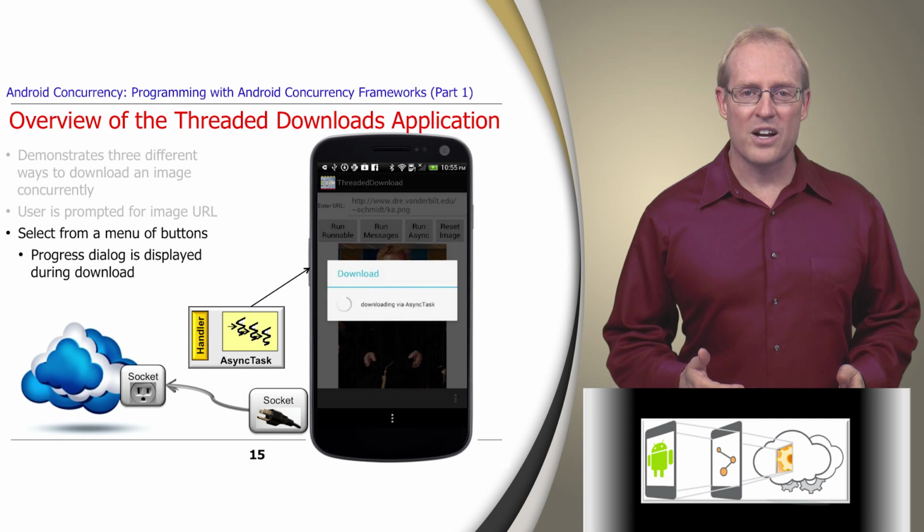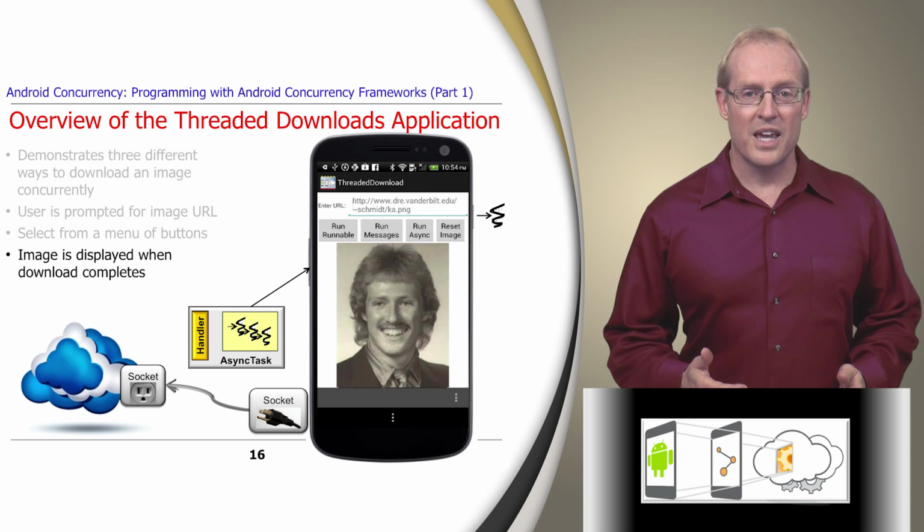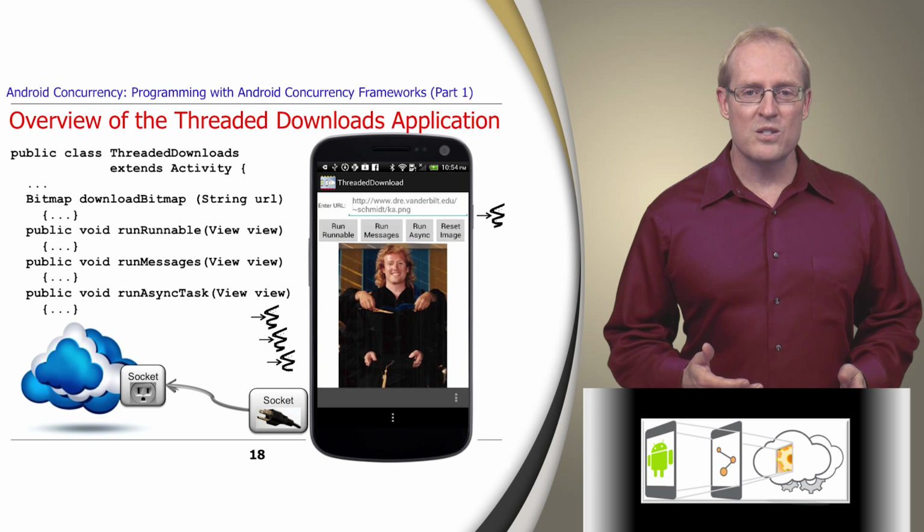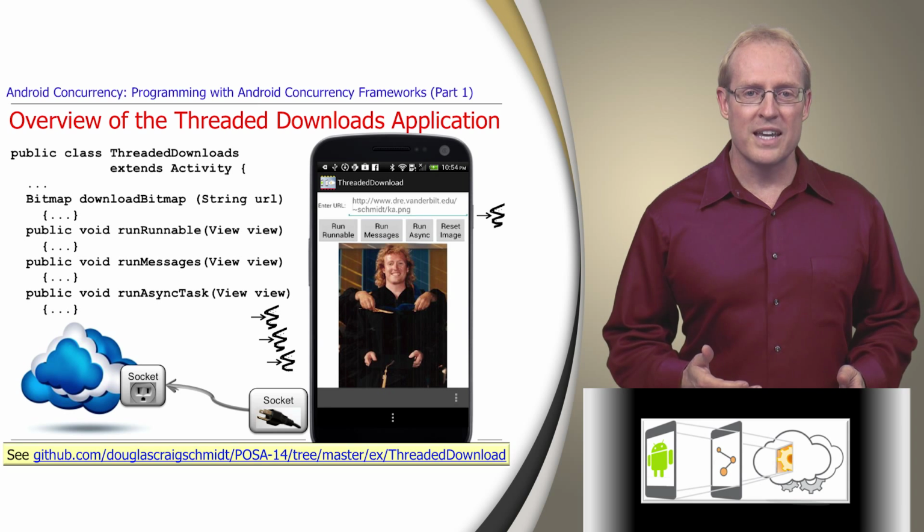A progress dialog is displayed while the requested image is downloading. After the download completes successfully, the image is displayed on the screen. The user can return to the default image by selecting the Reset Image button. The rest of this video and the next one explore the implementation of this application, whose source code and metadata is available on GitHub at this link, so you might want to obtain it and follow along.